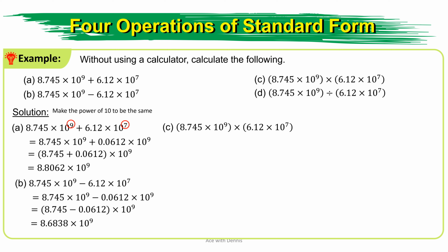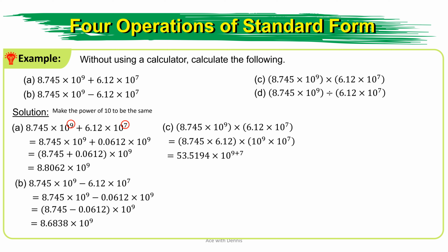C. 8.745 times 10 to the power of 9 times 6.12 times 10 to the power of 7. So now it is the operation of multiplication. We don't have to standardize the power of 10. So what we can do is the number multiplied with the number, and for the 10, we can just group them in another bracket. So we can do as usual.